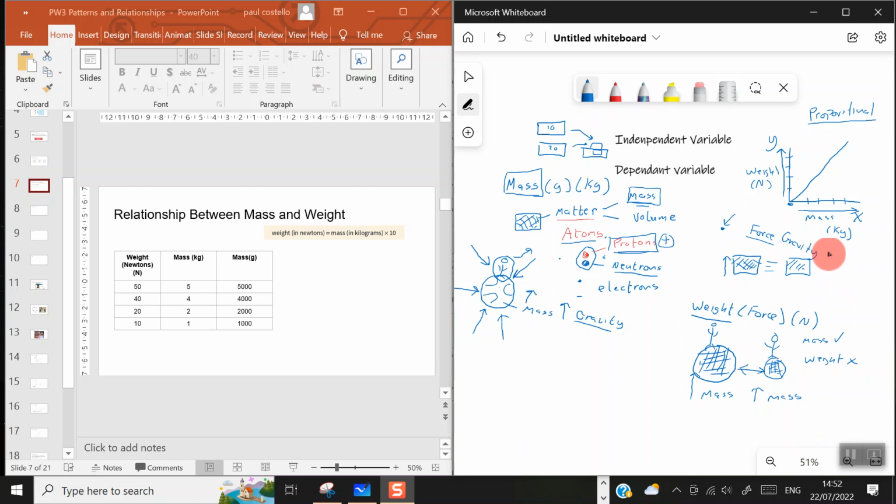So again, this is another pattern or relationship that you can see between two naturally occurring or observable phenomena.